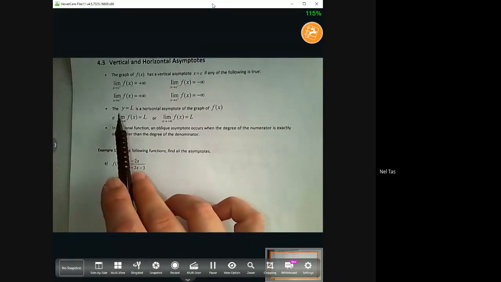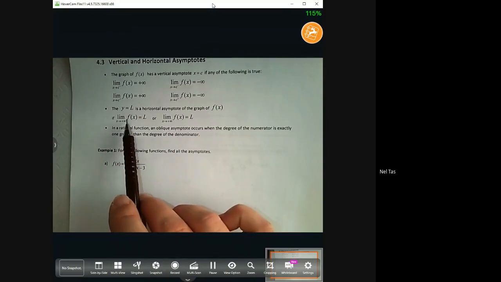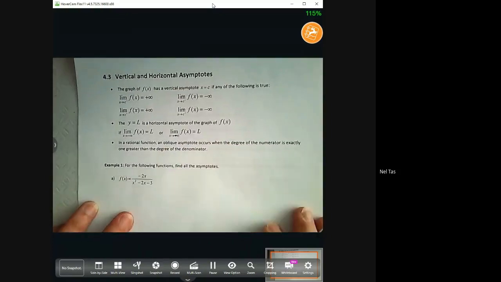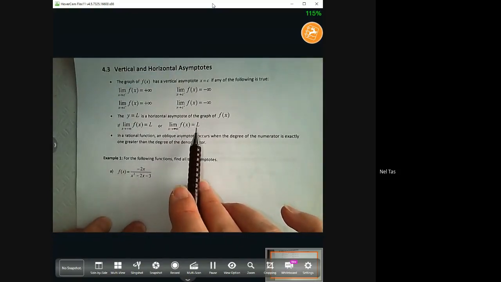How about horizontal asymptotes? So y equals L is a horizontal asymptote of the graph of f of x if the limit of f of x as x approaches positive infinity is L, or the limit of f of x as x approaches negative infinity is L.